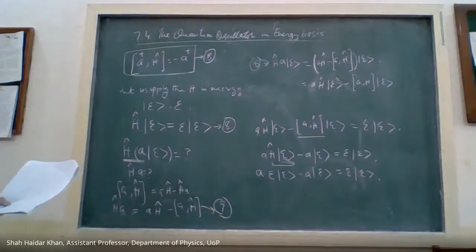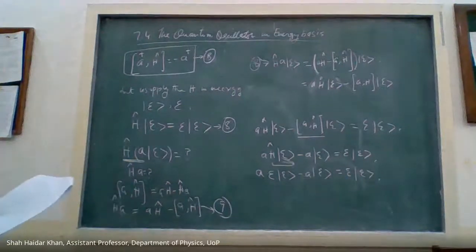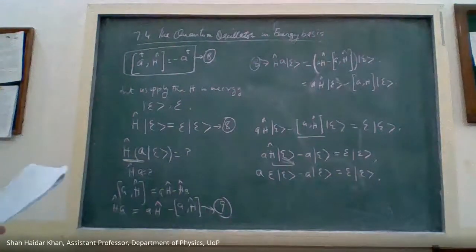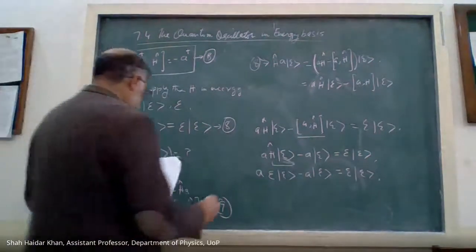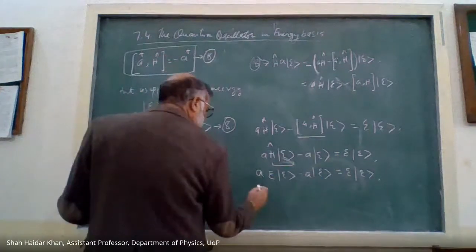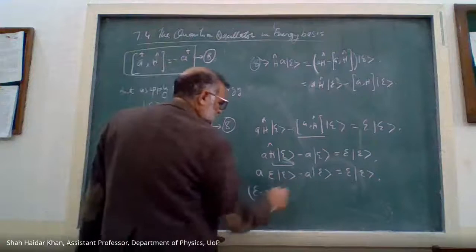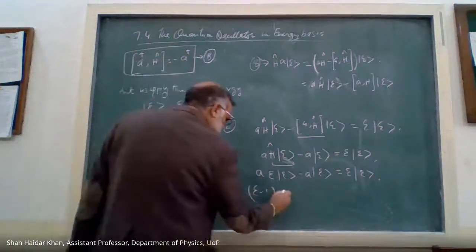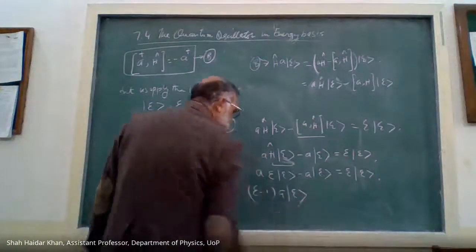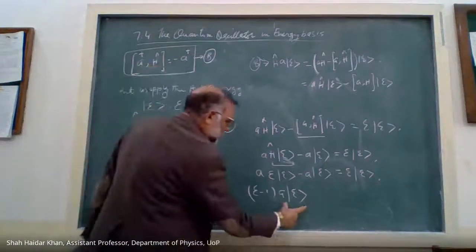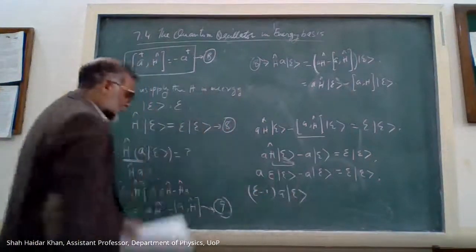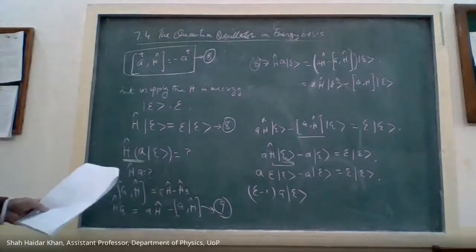Now I can take A common from here, and from these two, epsilon minus 1 common. Right?